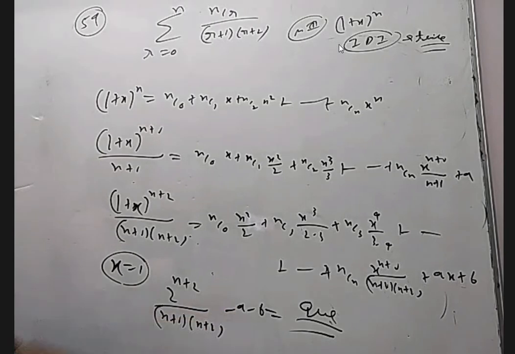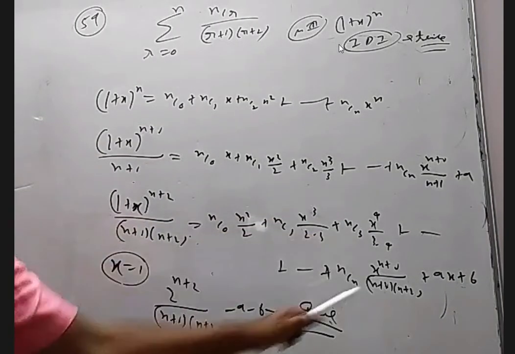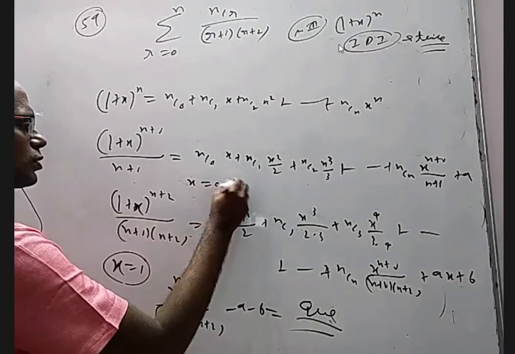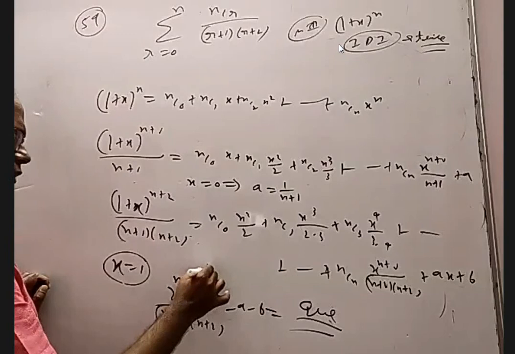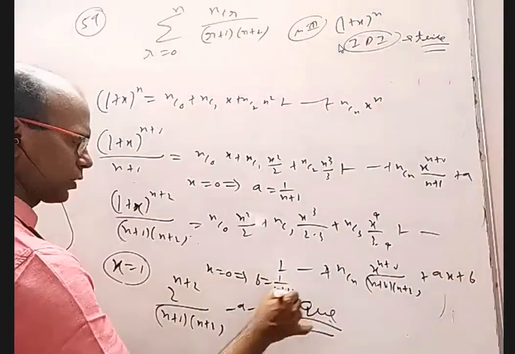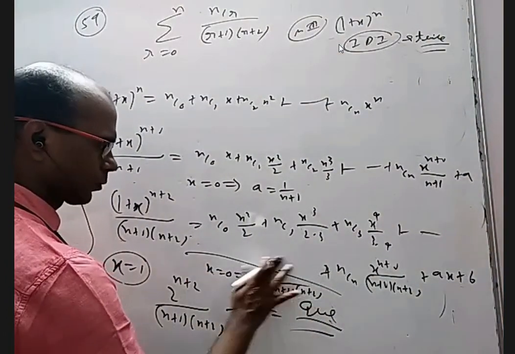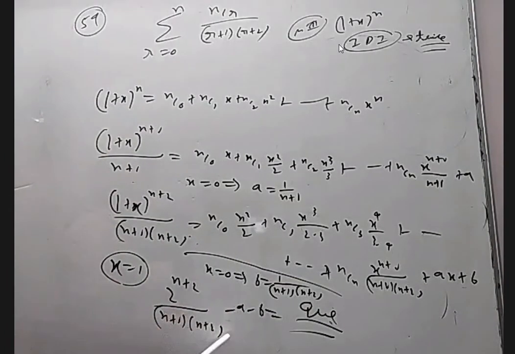But how to find a and b? Put x equal to 0 here, you will get a. Put x equal to 0 here, you will get b. Those two are substituted. For example, here if I put x equal to 0, I will get a is equal to 1 by n plus 1. Here if I put x equal to 0, I will get b equal to 1 by (n plus 1) into (n plus 2). So that a and b are substituted here, simplified, and you get the answer.